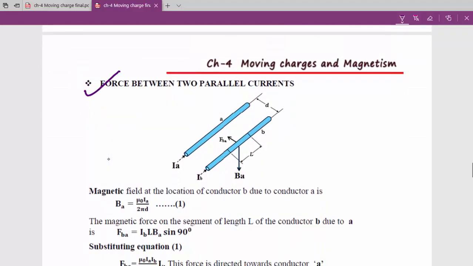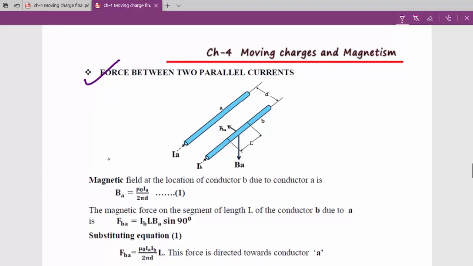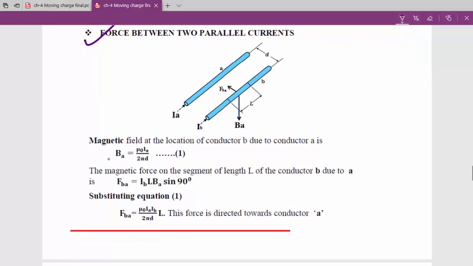carrying conductors. See here, you can see the two parallel conductors, when they are carrying currents, what is the force experienced by the two conductors? Some derivations are there, but just go through the direct formula here. See here, the direct formula is this one I am pointing. F_BA means force exerted on one conductor due to the other, force on B due to A. Force on B due to A means mu naught by 2 pi, I_A I_B divided by D, into L.